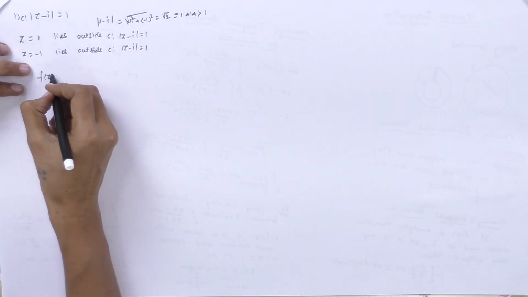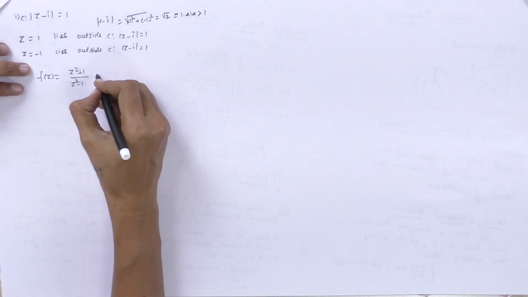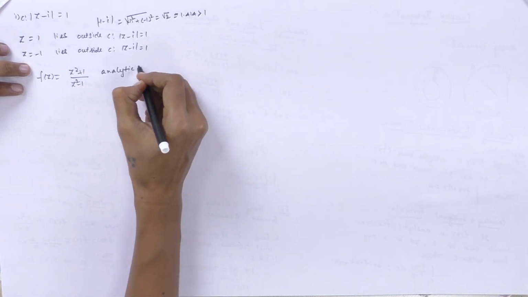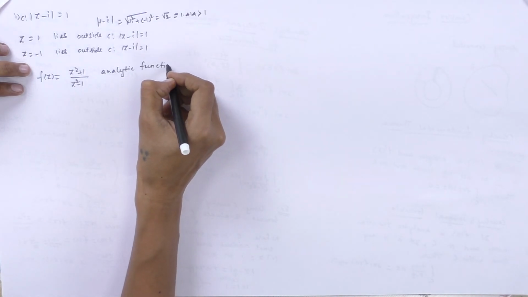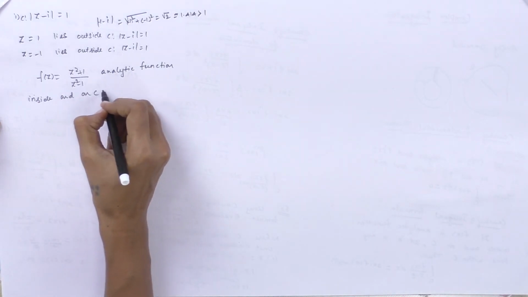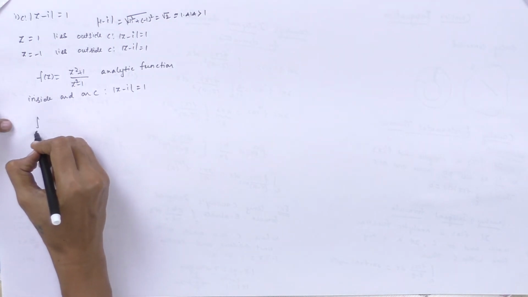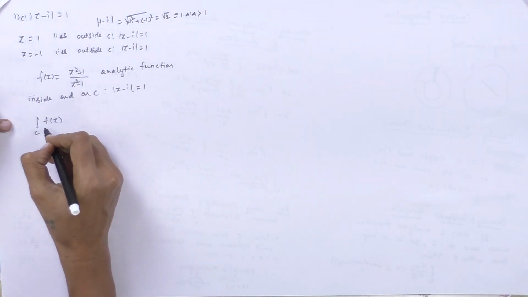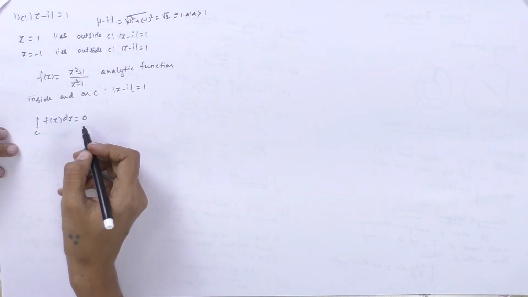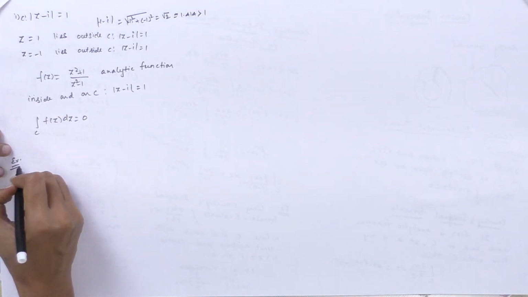Therefore, the given function f of z equal to z square plus 1 divided by z square minus 1 is an analytic function inside and on C. So by using Cauchy's fundamental theorem, integration over C, f of z is analytic inside and on C, therefore the integral value is 0. So this is the answer for the second curve. Let us see another example based on this.